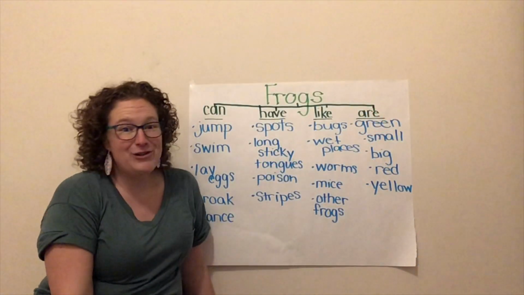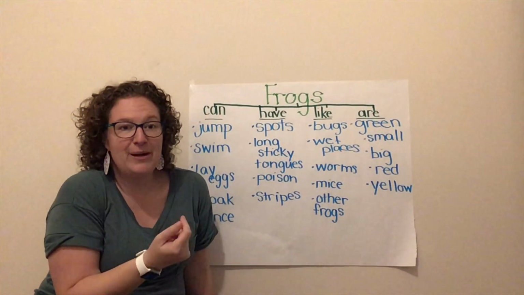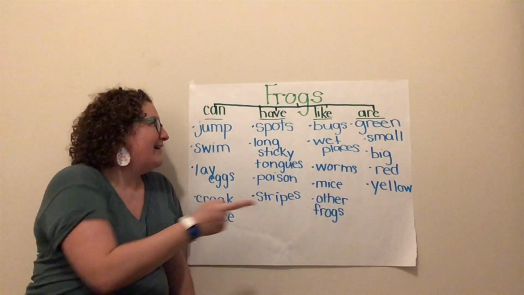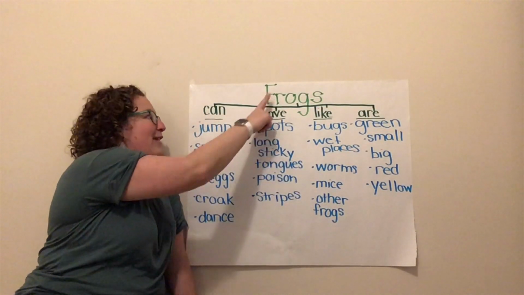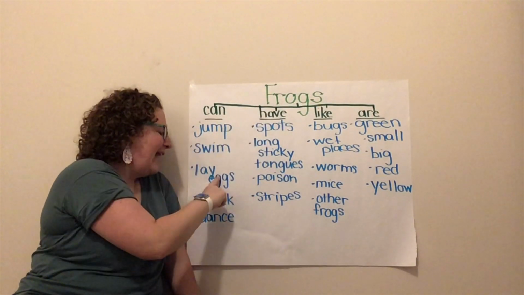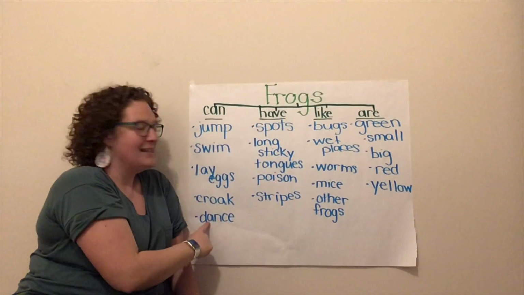I hope you worked on your tree map. Let's look at our tree maps and see what we have the same and what's different. Maybe I can add something to mine, and maybe you can add something to yours. So under the category of can, I have frogs can jump, frogs can swim, frogs can lay eggs, frogs can croak, and frogs can dance.